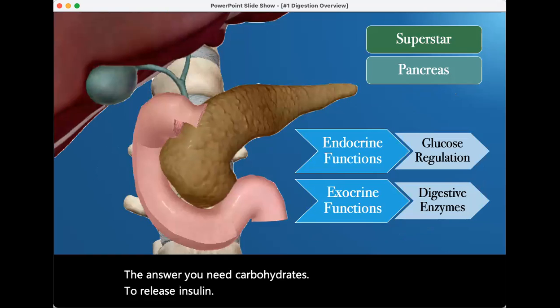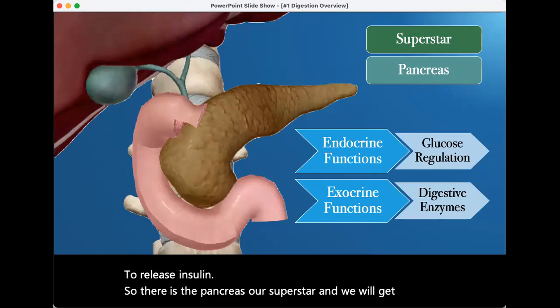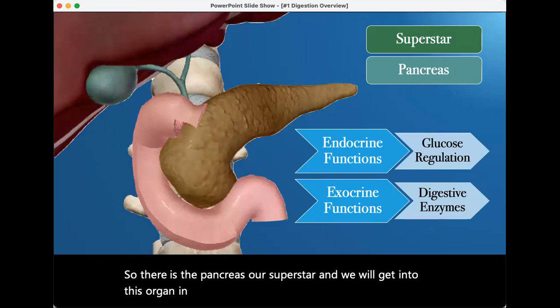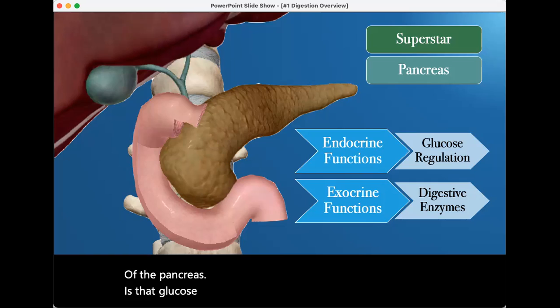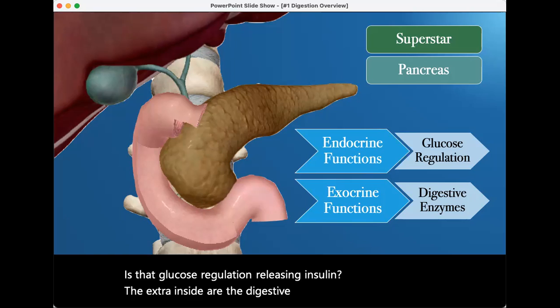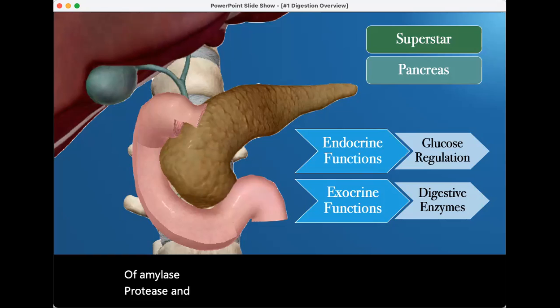So there is the pancreas, our superstar, and we will get into this organ in an upcoming lecture on the digestive system. The endocrine side of the pancreas is glucose regulation, releasing insulin. The exocrine side are the digestive enzymes: amylase, protease, and lipase.